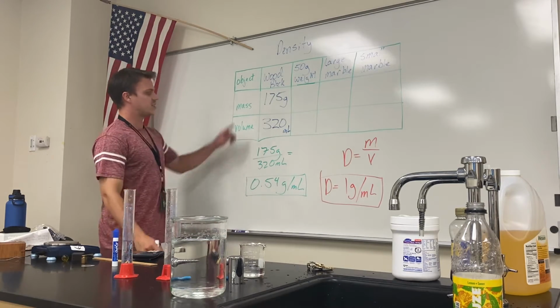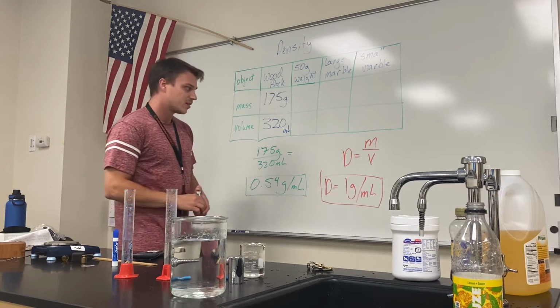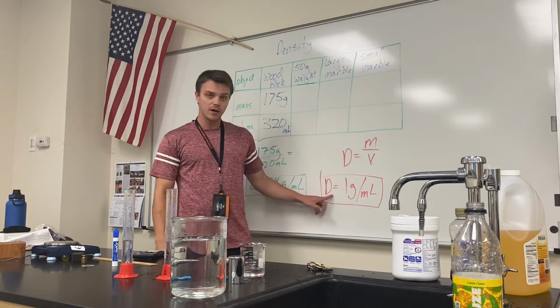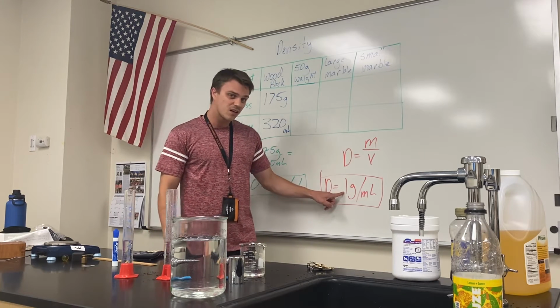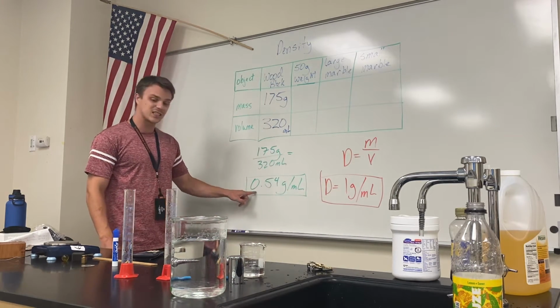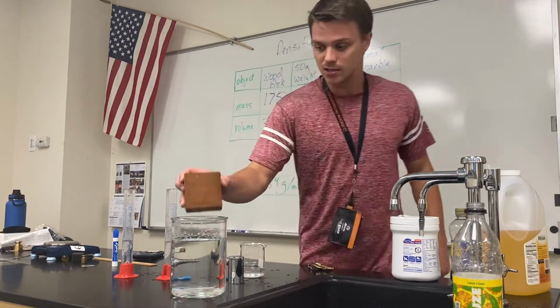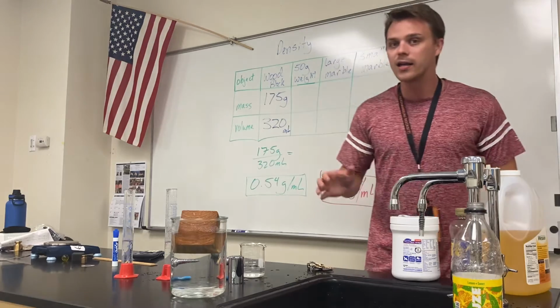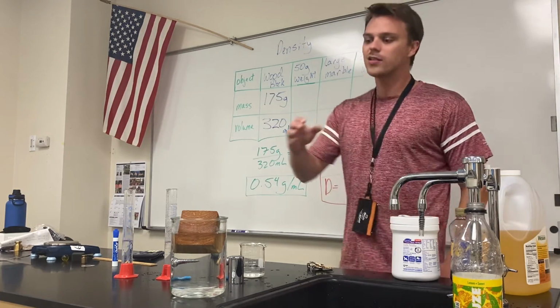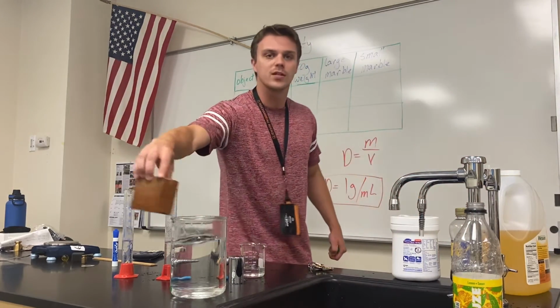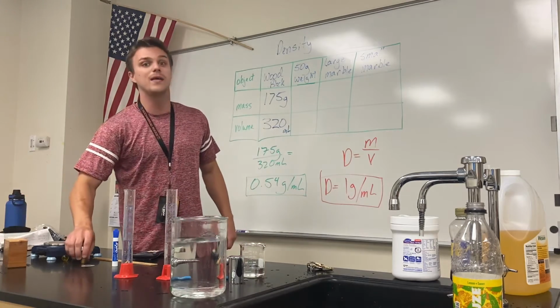Okay, that's the density of the wooden block. Now, like I said, the density of water is 1, and the density of the wood block is less than 1. So that means that the wood block is less dense, and that's exactly why it floats. So now let's look at an object that's more dense than water, and way more dense than water.